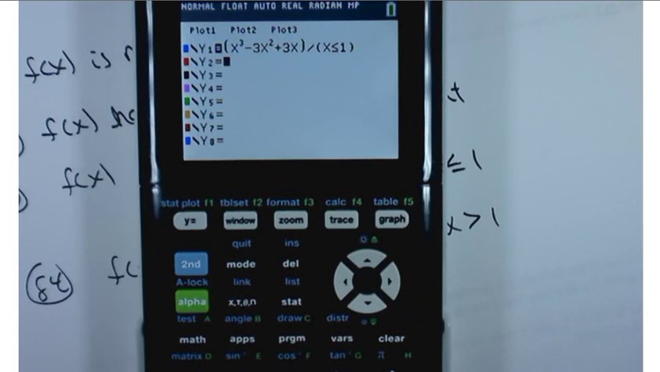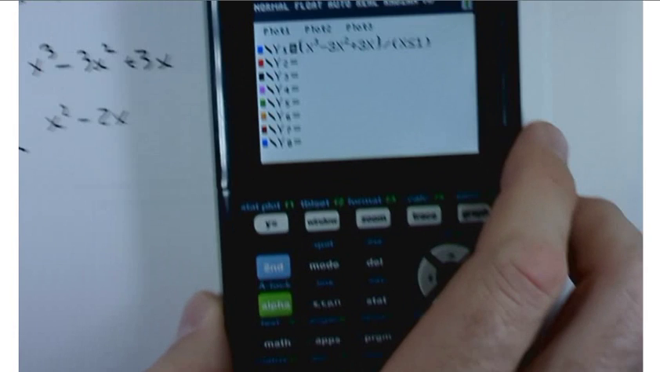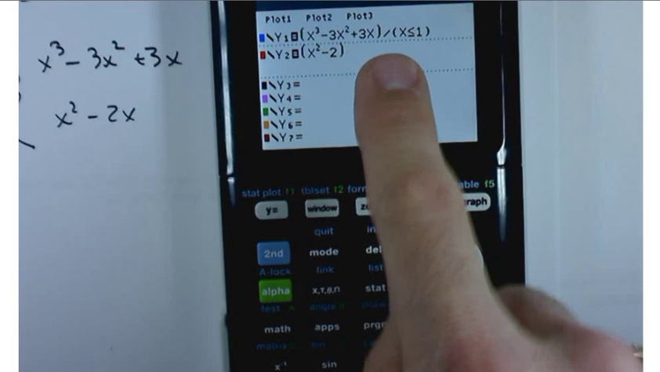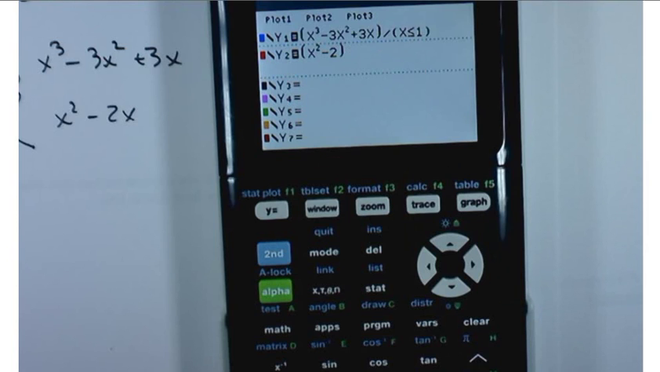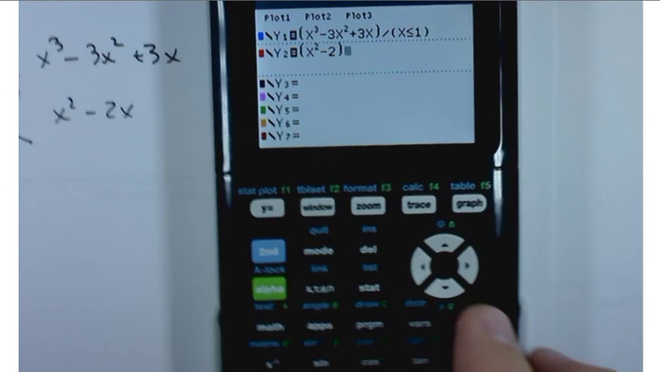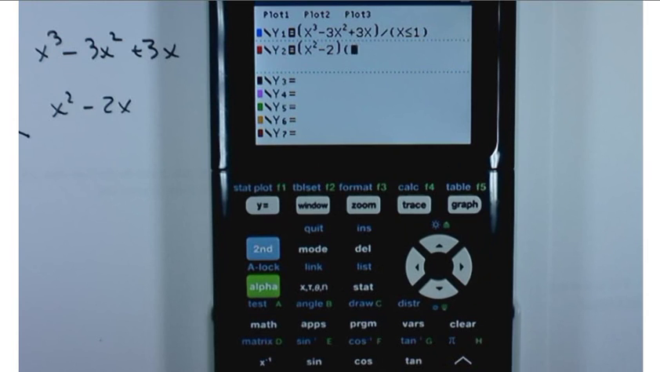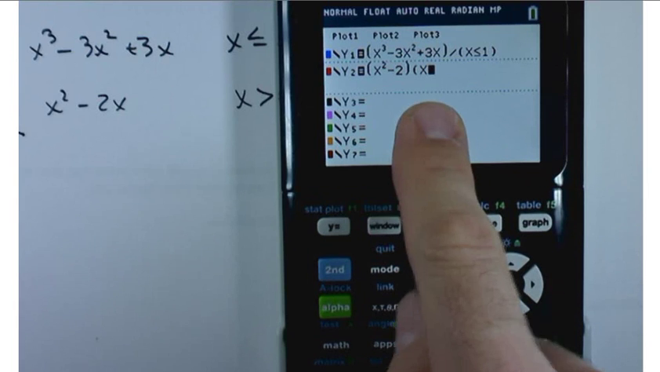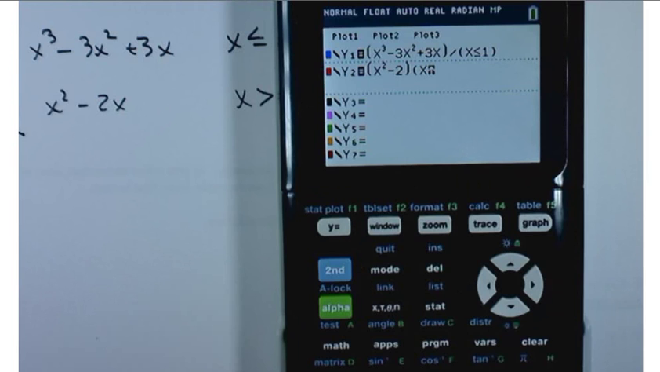Let's repeat that for the other part of our piecewise function. So again, parentheses, and then x squared minus 2x. Now up here I did division. You don't really have to do division. Maybe when I graph it, I'll explain why. You can just do it times. I recommend division, but you can do it times. And this time we want x is greater than 1. So go back to your test, type in a 1, like that.